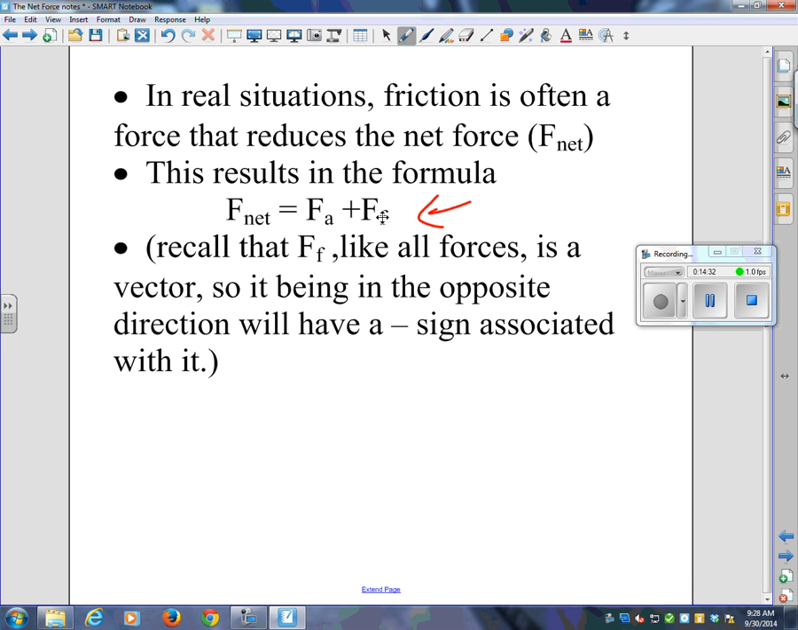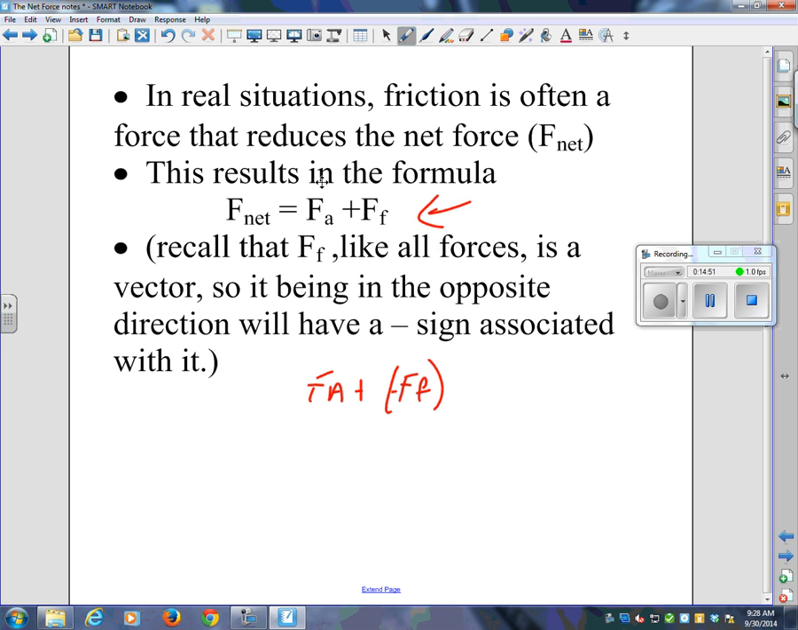Being in the opposite direction will have a negative sign associated with it. So it should maybe be rewritten as FA vector addition FF. I guess there could be some special sign for vector addition, but that would just make things confusing. Oh, I should have the negative there.